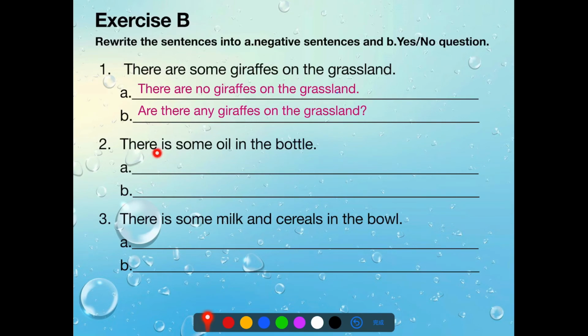Number 2. There is some oil in the bottle. There is not any oil in the bottle. Is there any oil in the bottle? For part A, you can say there is no oil in the bottle.